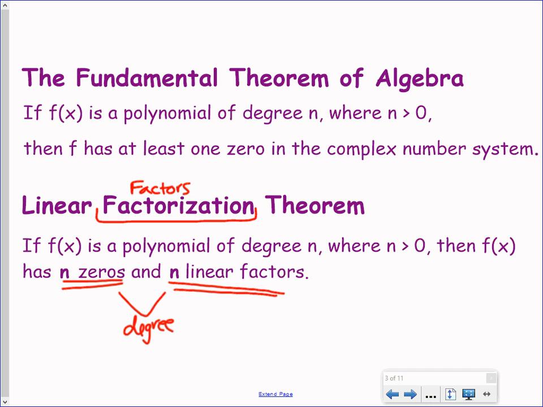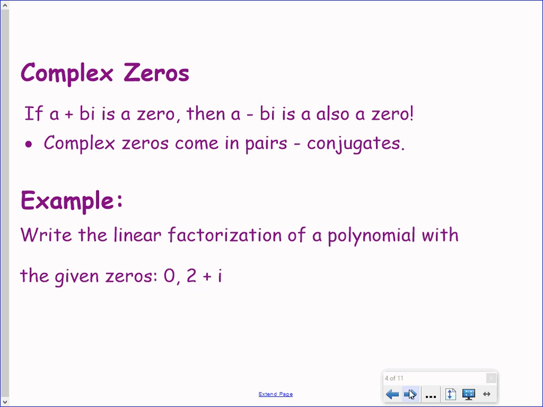And then for n linear factors, if I ask you to write out the linear factorization for a polynomial and it's cubic, then you have to have 3 linear factors. If it's 5th degree, then you have to have 5 linear factors. So that's a way for you to check, do I have all the factors? Next up, we're going to talk about complex zeros. So I'll give you a minute to write this down.